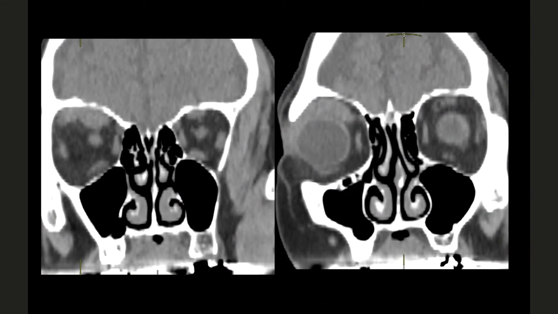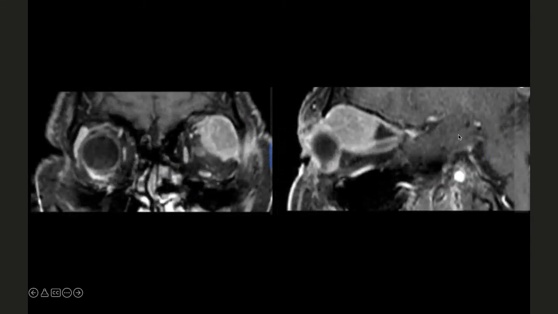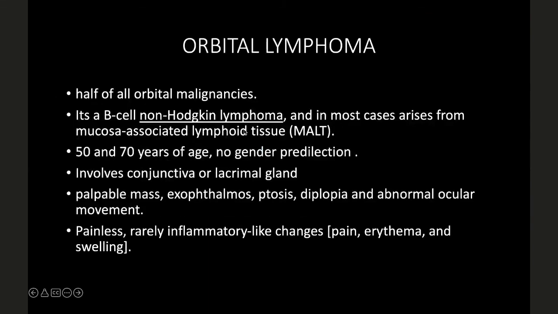But this one is well-defined, and it's a lymphoma. On MR, it's a homogeneously, nicely enhancing mass. It's pushing things rather than infiltrating. It does appear to involve the lateral rectus muscle too. See that it's probably arising from it. So orbital lymphomas, we already talked. Remember, it's a non-Hodgkin's lymphoma, okay? It's painless, rarely inflammatory.